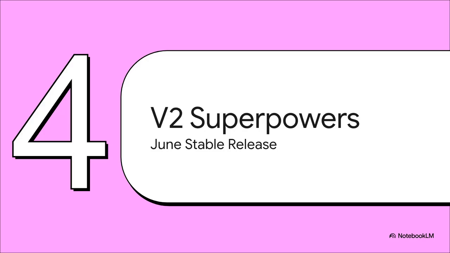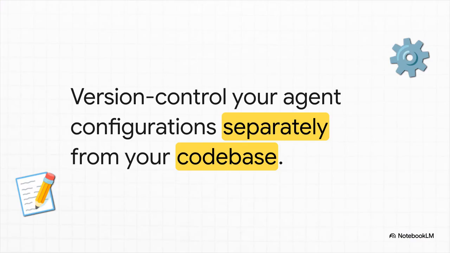Now, type safety is awesome, but let's talk about the Pydantic AI V2 superpowers that came with June's stable release. These specific framework upgrades really take things to the next level. First up is declarative YAML. You can now define your agents declaratively. What does that mean for you? It means you can version control your agent configurations entirely separately from your main Python codebase.